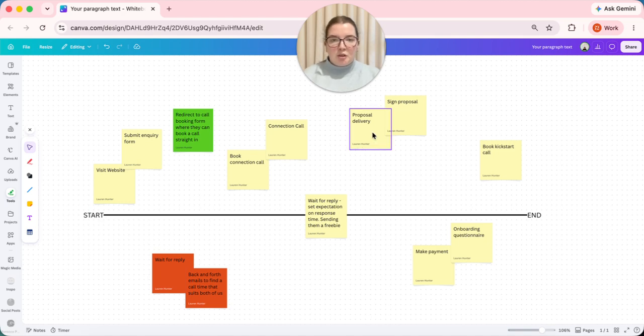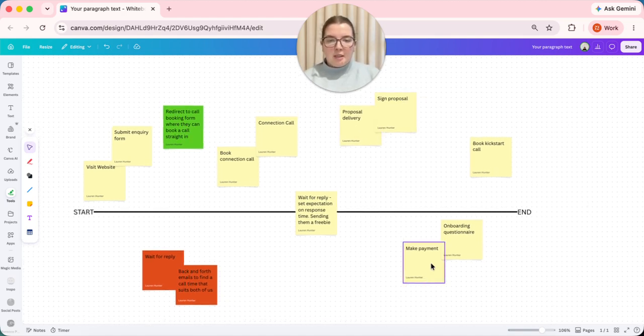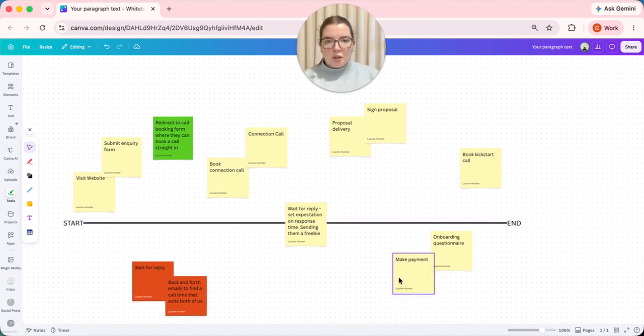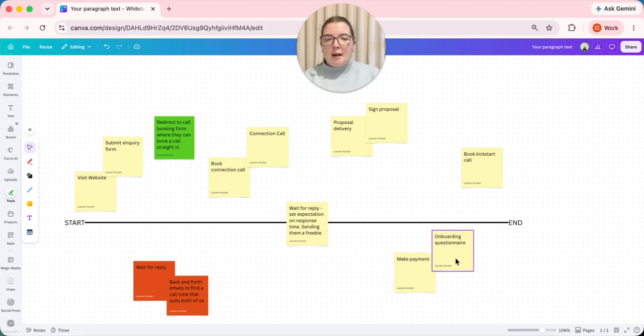Then we've got proposal delivery, which is normally quite good. Sign proposal is quite good. Make payment is normally on the negative aspect. You could make this more positive through how it is delivered. So for example, if they automatically then get a success page where it's like, whoa, you're in, congratulations, that can help make that a little bit higher on this scale to neutral, or something around the delivery of it that makes it more positive. Onboarding questionnaire, you could make this more positive by thinking about how that is done, making sure that it's not unnecessarily long, and thinking about when that is delivered.